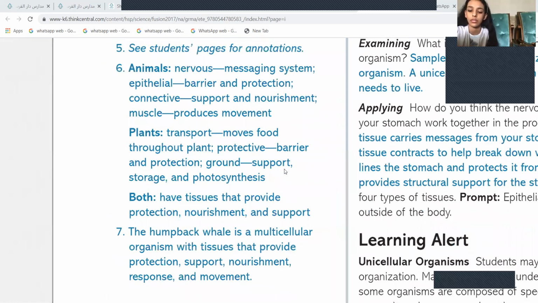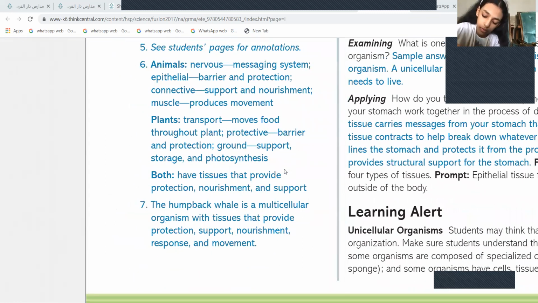Muscle, yes, correct. Now, girls, you can just take a picture of this and write it down now. You need to write all this for the animal, you need to write all this for the plant, and you need to write this in both. You see that diagram there?